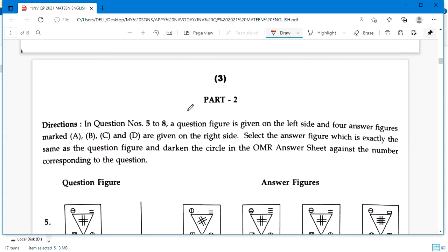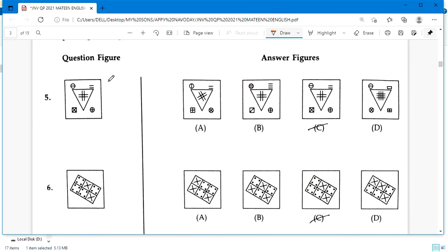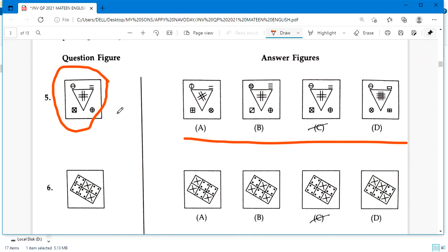Next we will go through part 2, what it includes. In questions 5 to 8, a question figure is given on the left side and 4 answer figures marked A, B, C and D are given on the right side. Select the answer figure which is exactly the same as the question figure and darken the circle OMR shade. Okay, it's very simple. The question figure is here. We have to find the same figure among these 4 figures. So I am going to directly tick the correct answer. The right answer is option C.